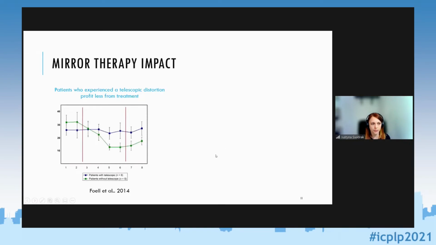There are some limitations, as I mentioned. Foyle and colleagues investigated the effect of daily mirror training over 4 weeks in 13 chronic phantom limb pain patients, and they found out that the patients who experienced the telescopic distortions profited less from the treatment, with almost no pain reduction, as you can see in the figure, this blue line. While the group of patients without the telescopic distortion was experiencing significant pain reduction. And this suggests that experienced body appearance is an important predictor of mirror treatment effectiveness.